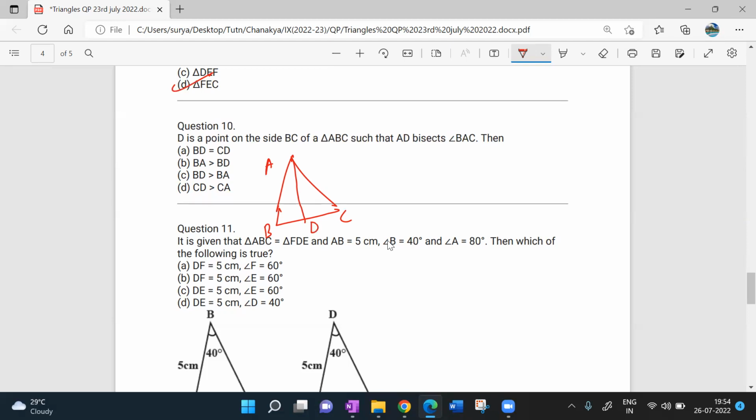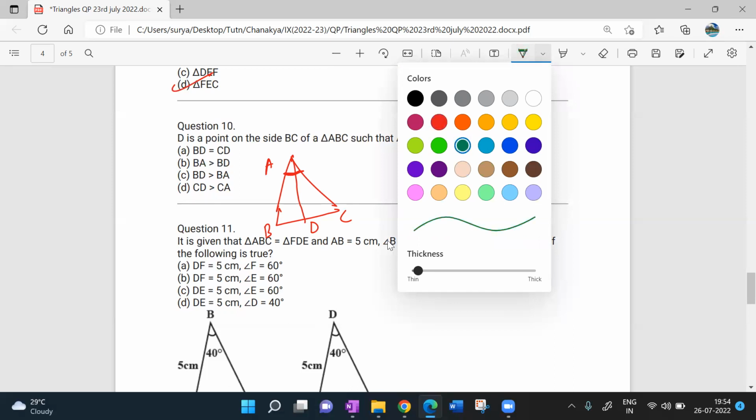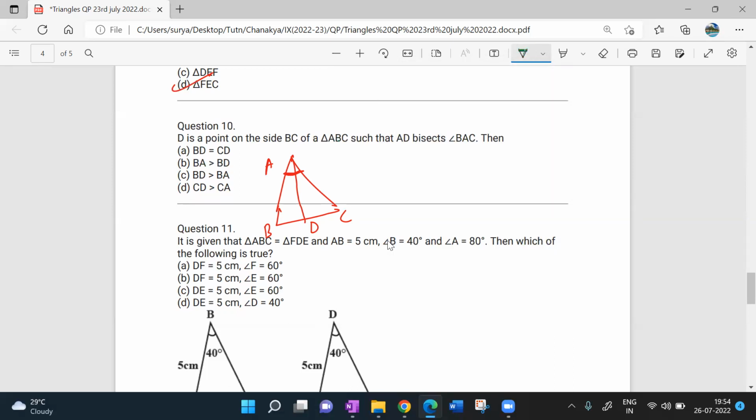This is AD, beta, okay? Bisect is nothing but this, what we have here, okay? It's bisecting, so BAD and CAD are equal. Sides opposite to equal angles are equal, right? So BD is equal to CD, right?